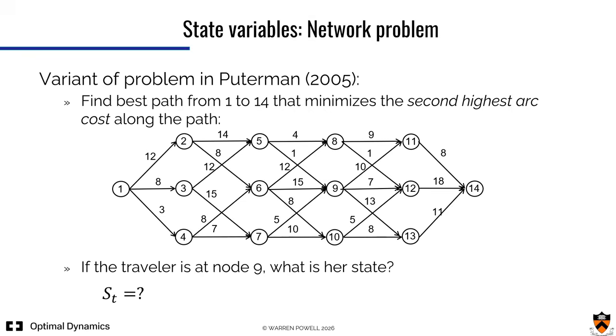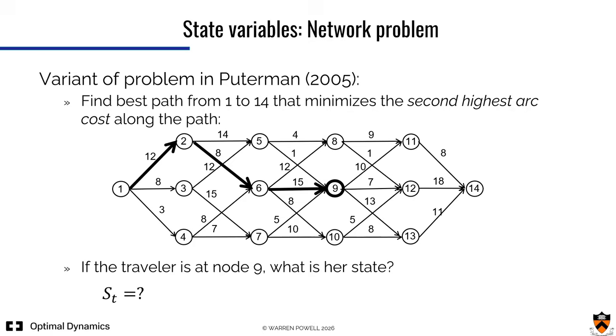Now my favorite problem, this is a modified version, but it's right out of Putterman's book. We want to find the best path from node 114 that minimizes the second highest arc cost along the path. Okay. And oh my gosh, when I saw this in Putterman's book, I nearly died. Let's assume that I'm already at node 9. What is the state of my traveler? Okay. So we want to minimize the second highest arc cost along the path.